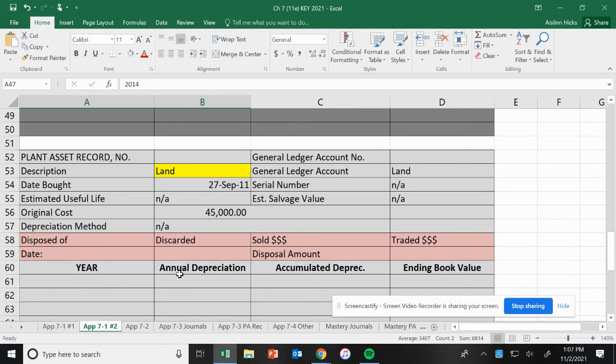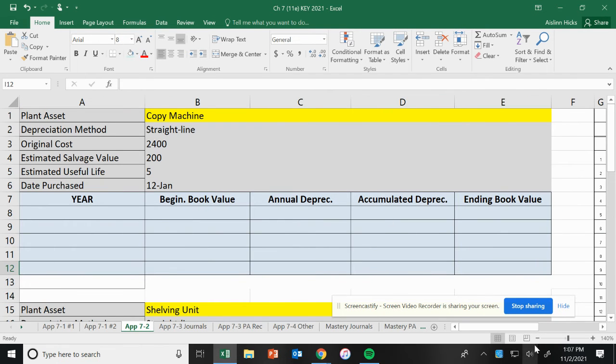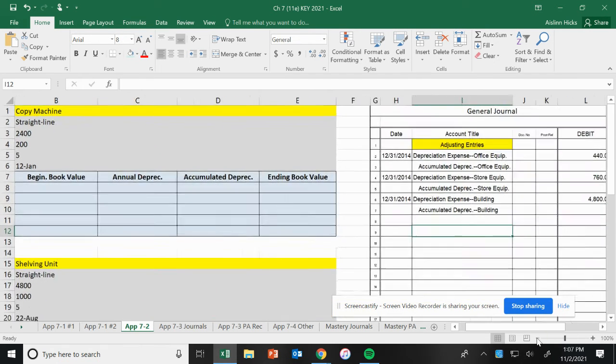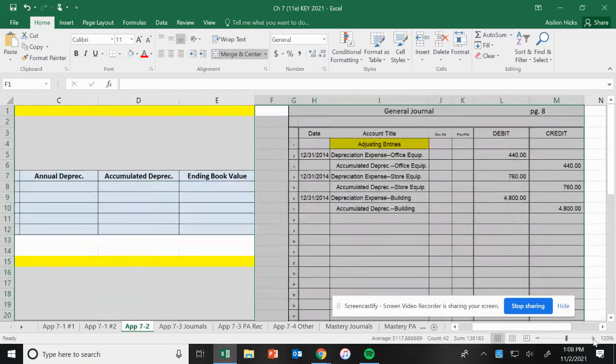So you're going to go to your general journal. Where I put my general journal is in this next tab. In the next tab, I put a bunch of stuff in here, and you don't need it all, but I thought it would be good to show you what other types of plant asset records look like. You don't have to fill these in, but this is how they look. So let's journalize in this general journal that 2014 adjusting entry.